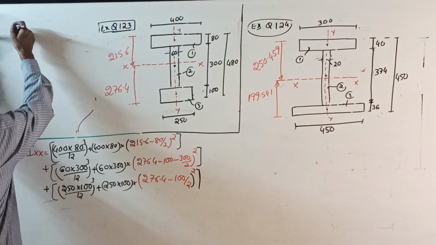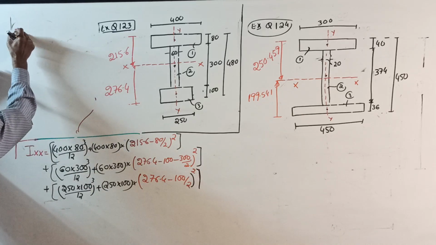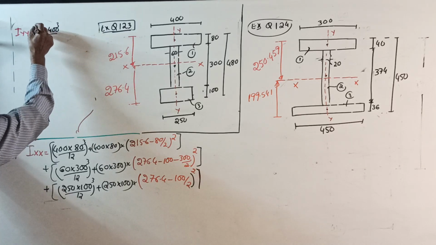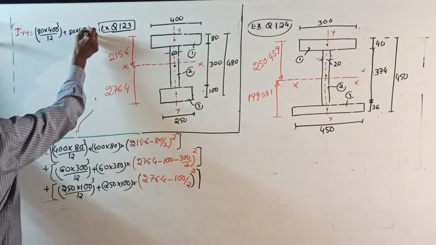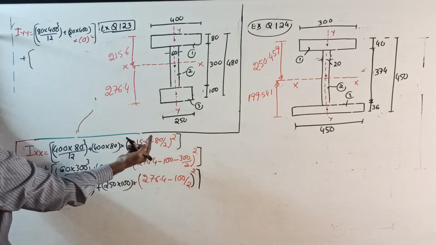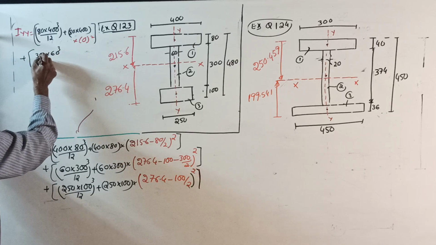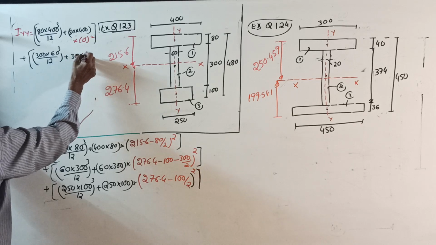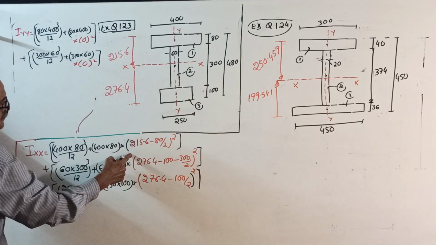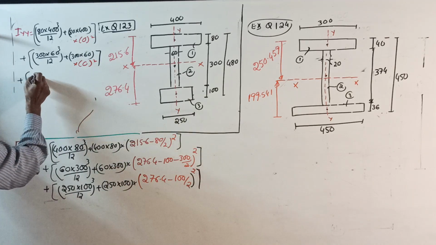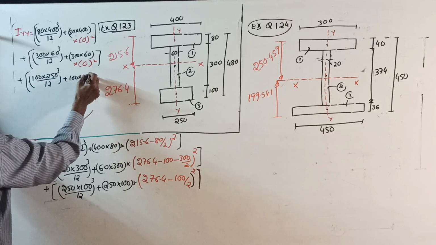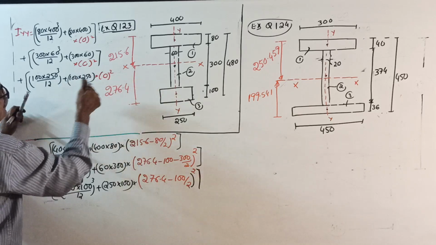Some space problem is there, so Iyy I will write here. For this question, Iyy equal to 80 into 400 cube by 12 Ig plus 80 into 400, area, into 0 square. Why 0 square? Sorry, if you don't know, don't continue. Plus 300 into 60 cube by 12 Ig plus 300 into 60 is the area, into 0 square. Space is not there, so write horizontally, don't write vertically. Plus 100 into 250 cube by 12 Ig plus 100 into 250 is the area into 0 square, over. You get the value of Iyy.